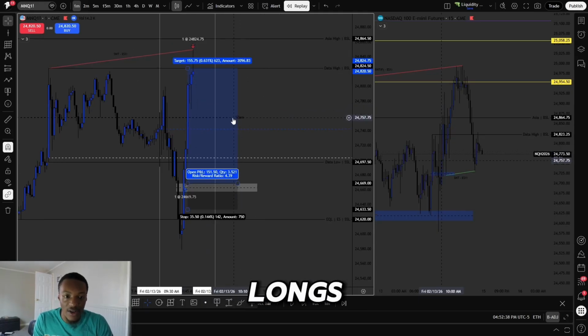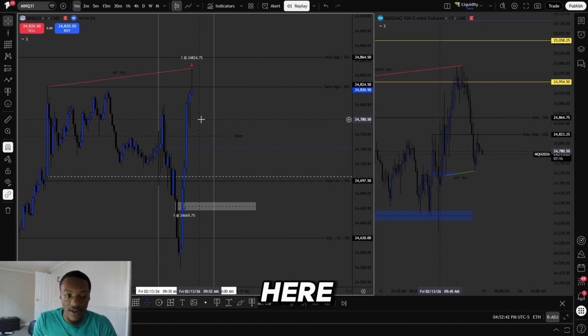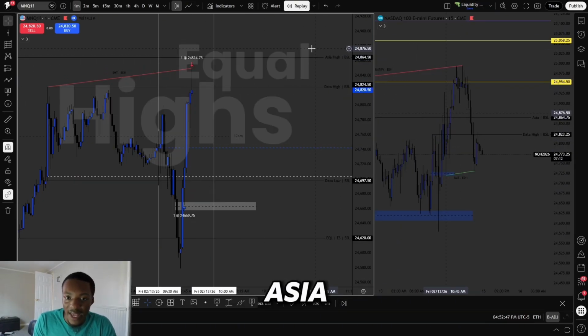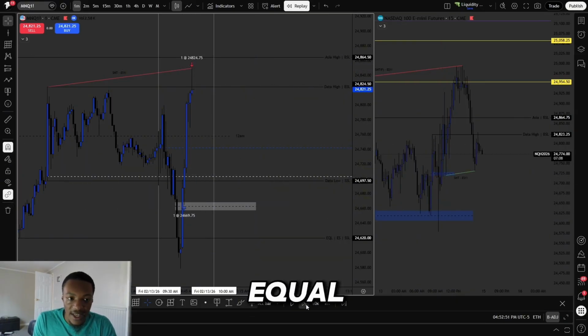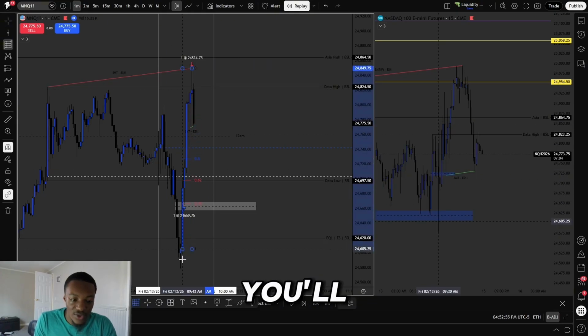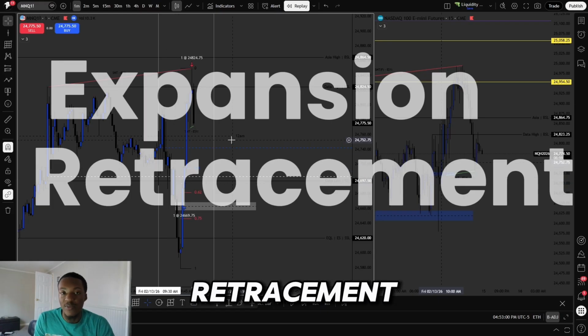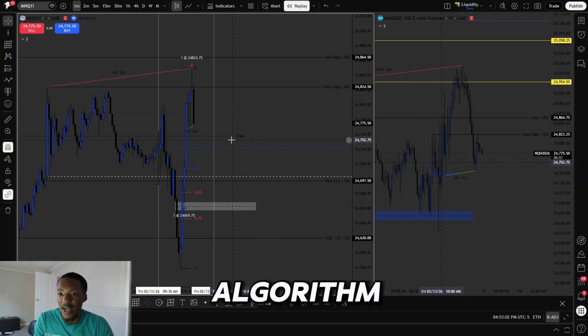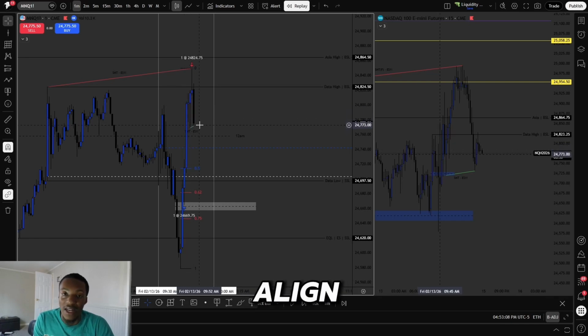Then for the second longs that I took, so what am I looking at here? I see that we have equal highs here. We have Asia kill zone high here with another swing high here. So what am I seeing? Equal highs there. A big thing, if you join the live streams, you'll see is I'm always talking about expansion retracement. Expansion retracement allows smart money to align themselves with the algorithm. So the algorithm is always going to hunt retail traders and align with smart money. Well, smart money is going to align with the algorithm.